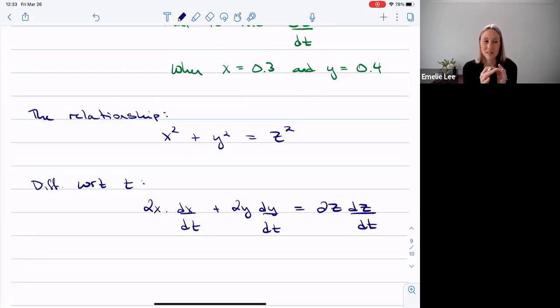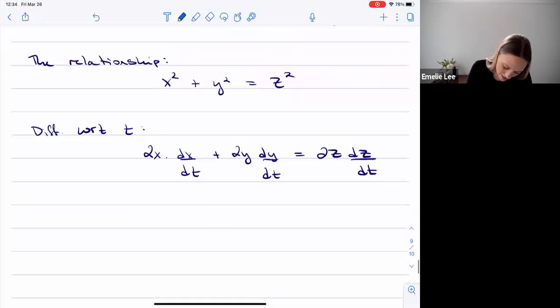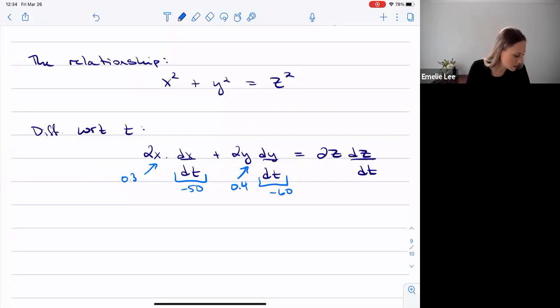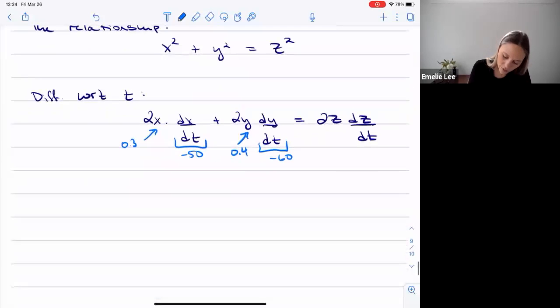Okay. Looking good, right? So when x is 0.3, when dx/dt is negative 50, y, so here I know all of these values, right? X is going to be 0.3, dx/dt has to be negative 50, y we were told should be 0.4, dy/dt is negative 60, I think. And then we want to solve for dz/dt.